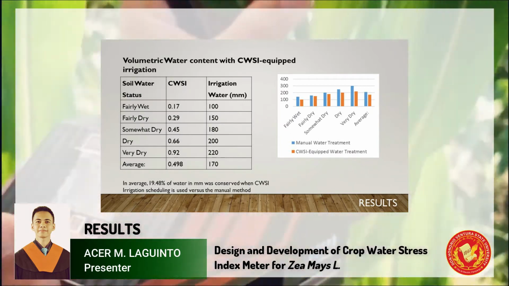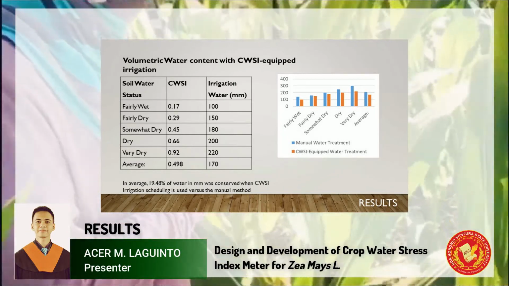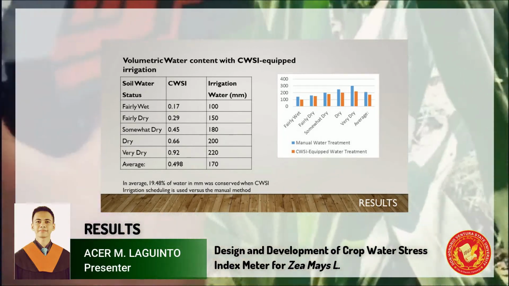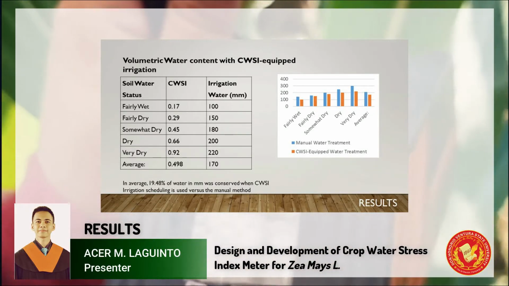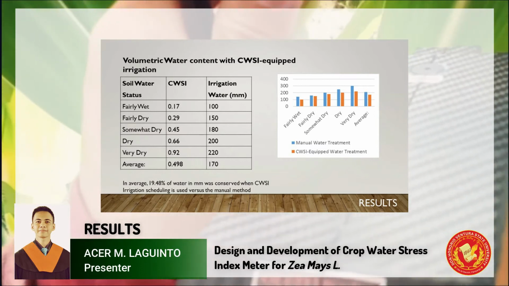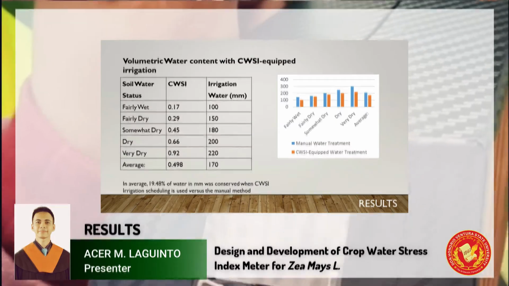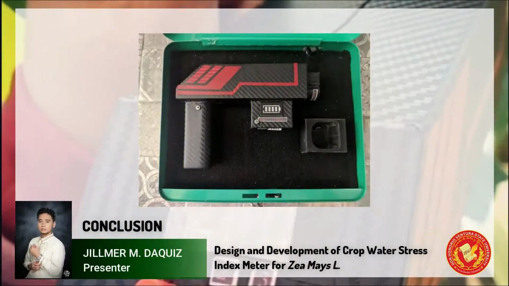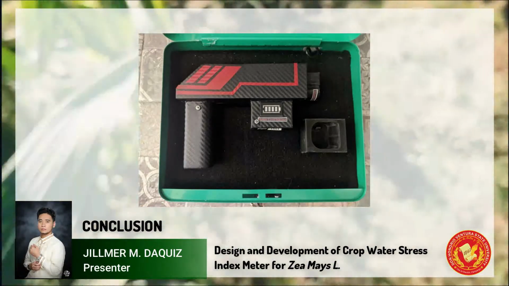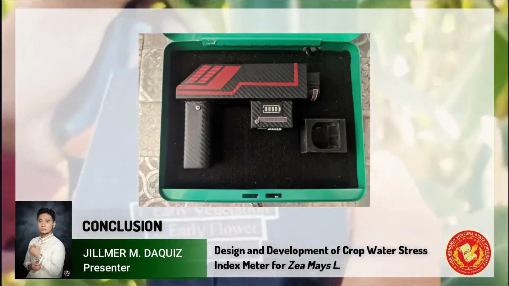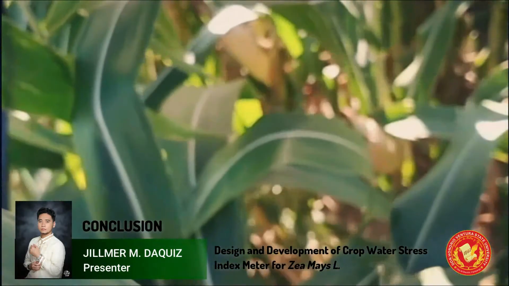For the result of volumetric water content with CWSI equipped irrigation, the soil water status, CWSI, and water irrigation have been tabulated. Then, comparing the manual water treatment with the CWSI equipped one, we see also that 19.48% of water in millimeters was conserved. If properly designed and developed, the CWSI meter can be built to be readily available for use in irrigation and farming management in the country.